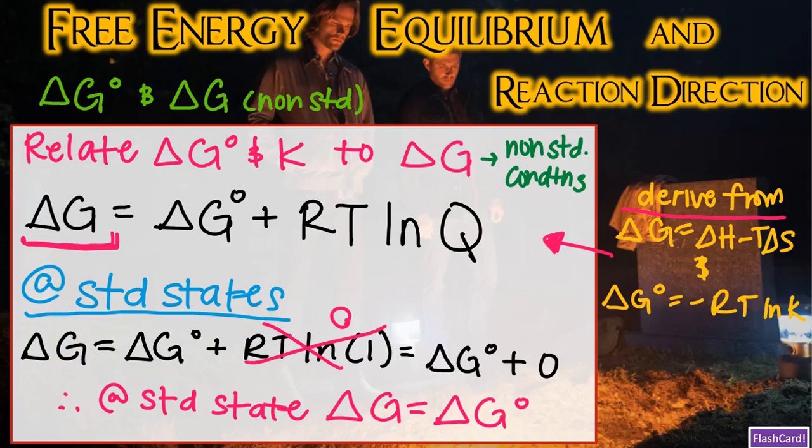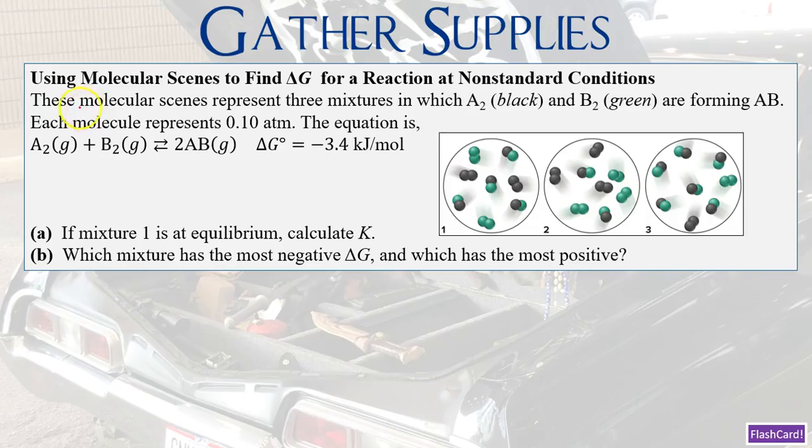So let's get back to Dad's car for some examples, folks, using our new non-standard state expression. All right, we're back at Dad's car, and this overall question is saying that we're going to be using molecular scenes to find delta G under non-standard conditions for a reaction at non-standard conditions.